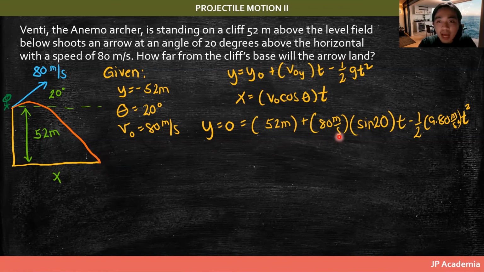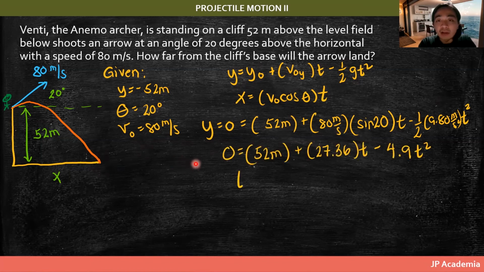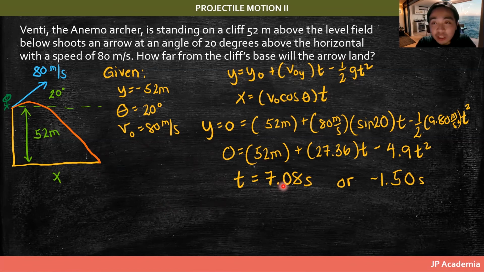Okay? And we have this quadratic equation. So simplify mo muna, then you can use your quadratic formula to calculate for the time. So dalawang time yung maka-calculate mo rito, of course. Yung una, you will have your t is equal to 7.08 seconds. Positive yan. Then we have your negative time, negative 1.50 seconds.